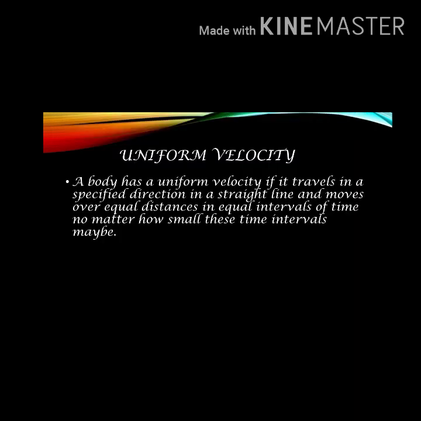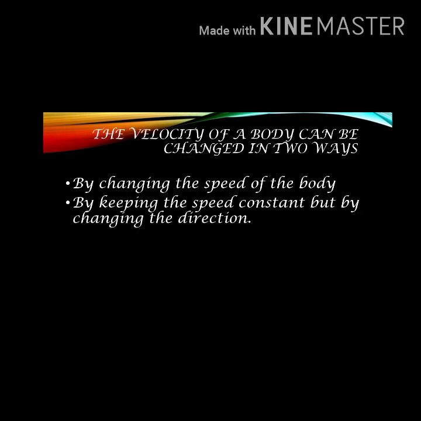A body has a uniform velocity if it travels in a specified direction in a straight line and moves over equal distances in equal intervals of time, no matter how small these intervals may be. The velocity of a body can be changed in two ways, by changing the speed of the body or by keeping the speed constant but by changing the direction.